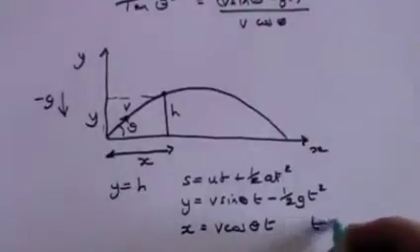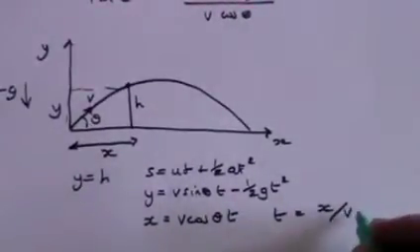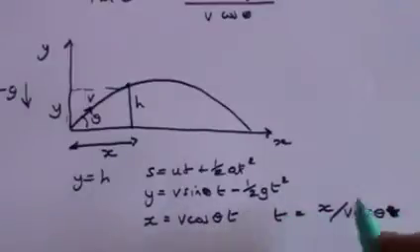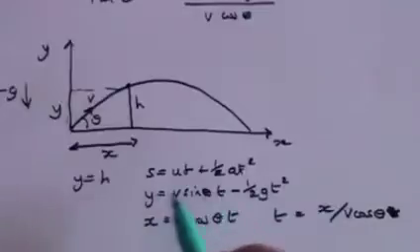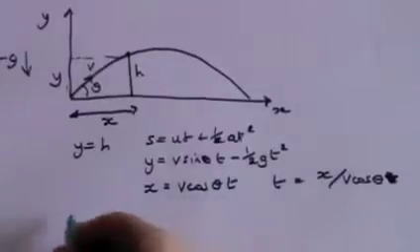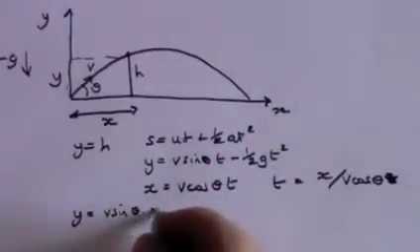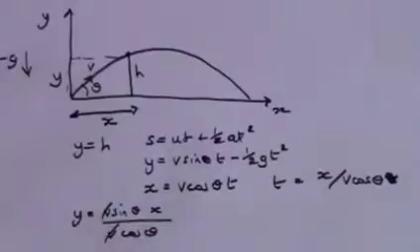And that means that time is equal to x divided by v cosine theta. Sorry, we've got t already there. So t is x divided by v cosine theta. Now we put that t in this equation here. It's going to look a little bit horrible, but let's go with it and see where we get. We get that y equals v sine theta times t, but t is x over v cosine theta. So immediately you can see that the two v's cancel.